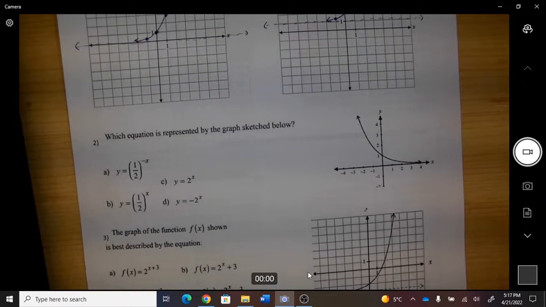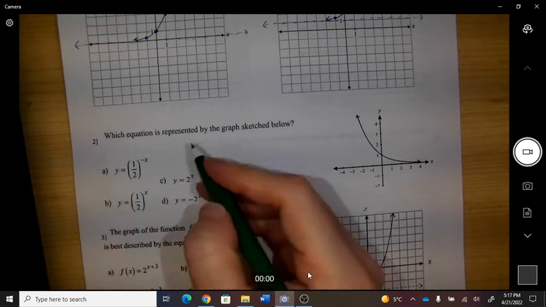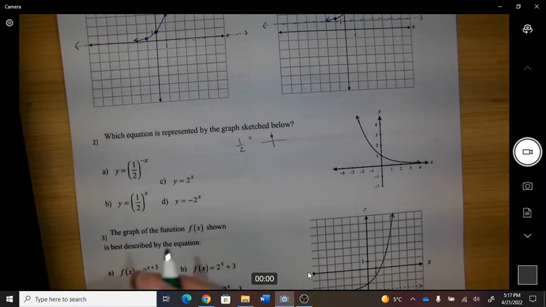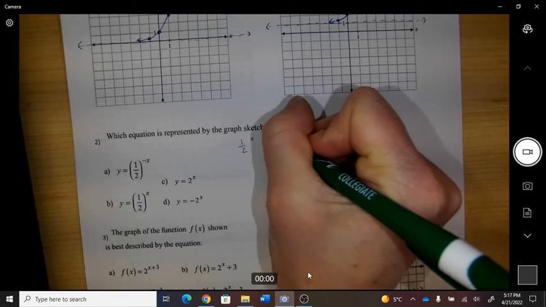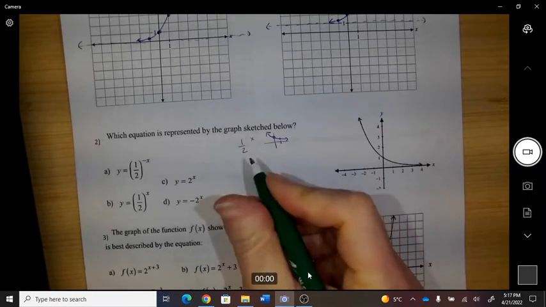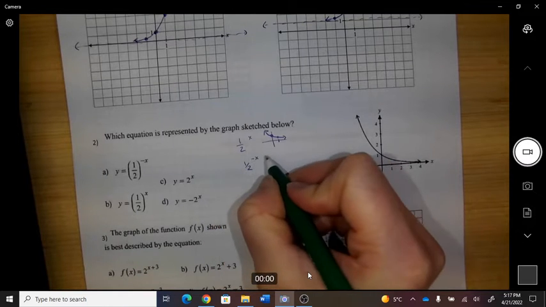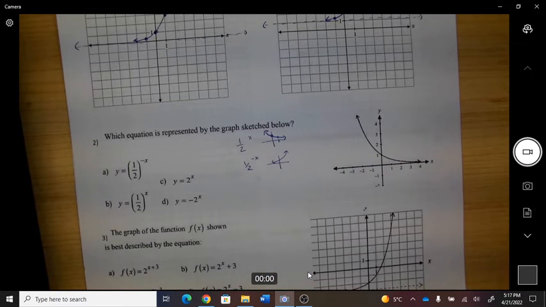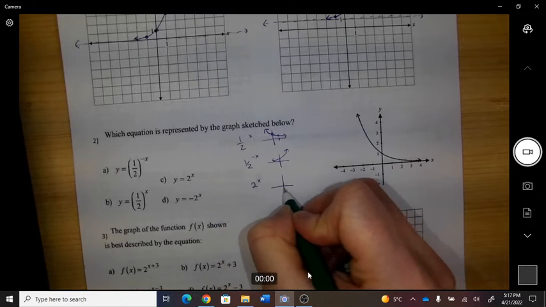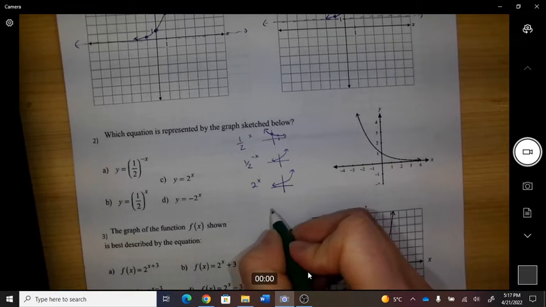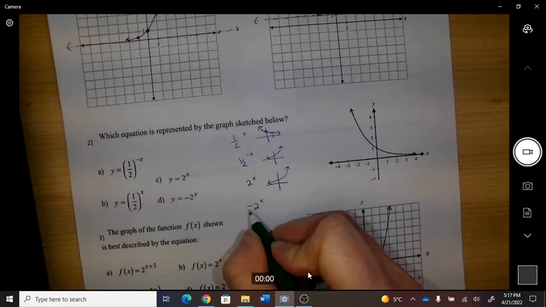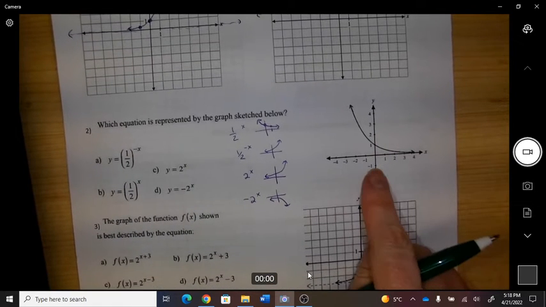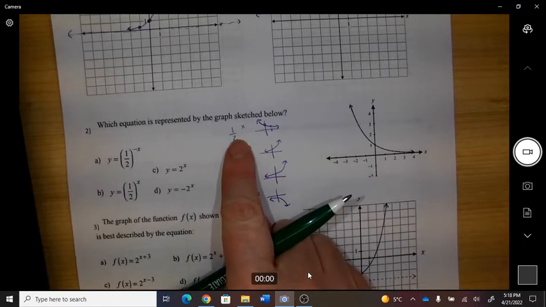Which graph is this below? Okay, so I know that a half to the x would be, well, 0, 1 is always the point. And if the exponent was 1, it would be a half. So if I did a half to the negative x, that would take that graph and reflect it horizontally. 2 to the x would be an increasing graph. And negative 2 to the x, that's a negative, so it would take that graph and reflect it. So this graph matches a half to the x.